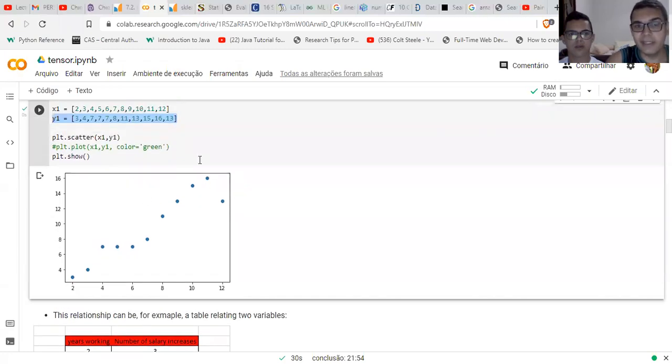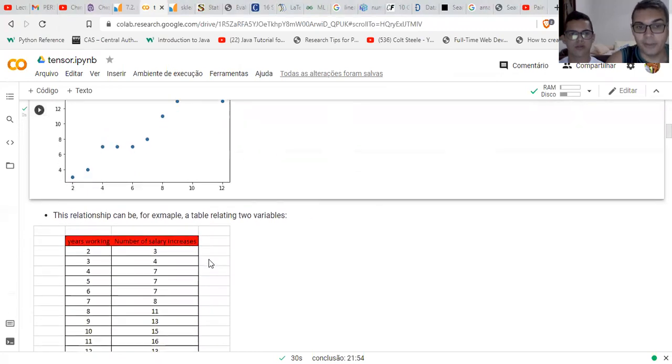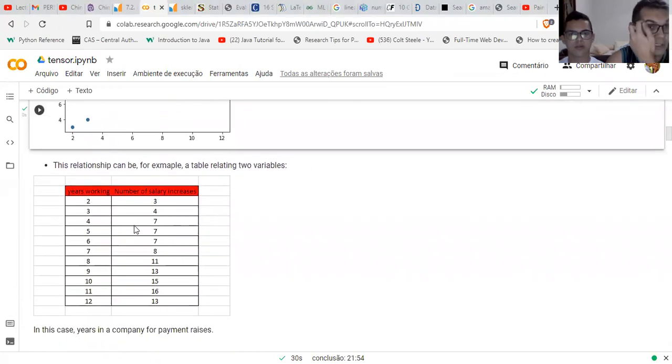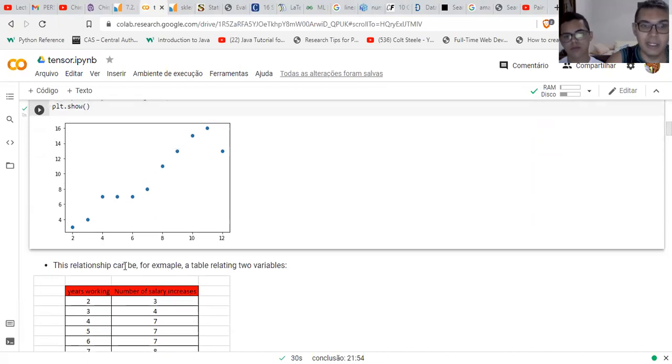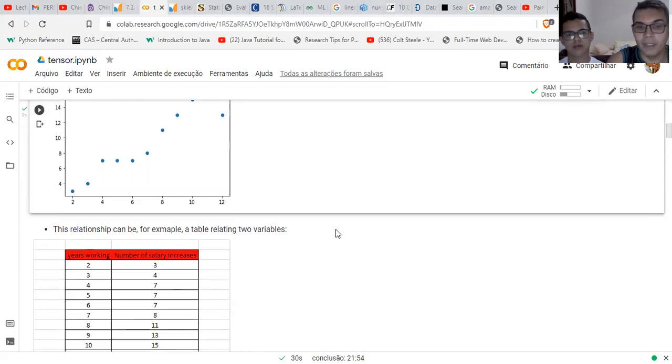Those data sets are basically real world situations. For example, here we made a correlation between years working in a company and the number of times that your wage or salary is going to be increased. If you worked 2 years, your wage is going to be increased 3 times, and 3 years working, 4 times increased. And this creates this graph with a linear correlation.